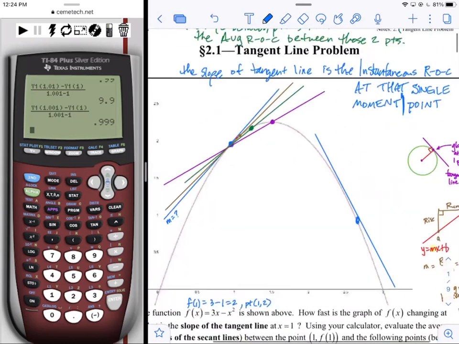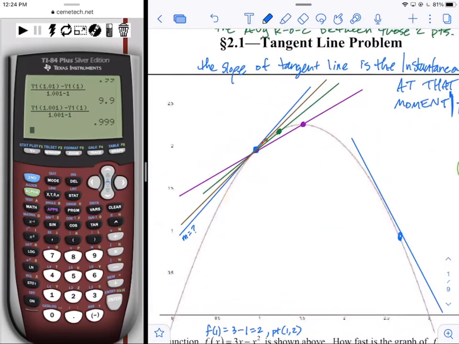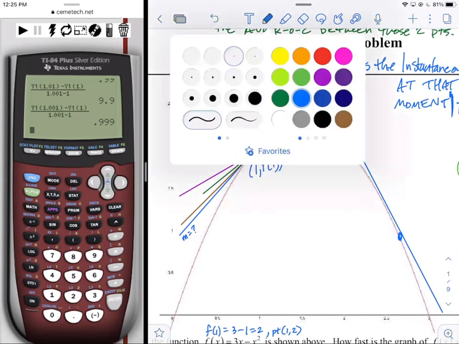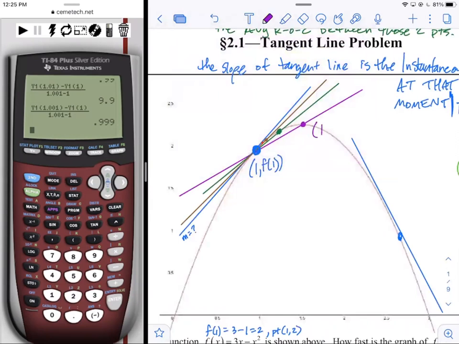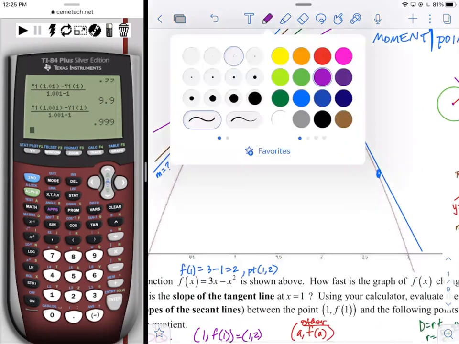And if you want to see what that would look like over here, you could say, of course, that this is the point (1, f(1)) right here. It's the point we're interested in. And then this point over here would be the point (1 + h, f(1 + h)). All right? And then how would that translate graphically?